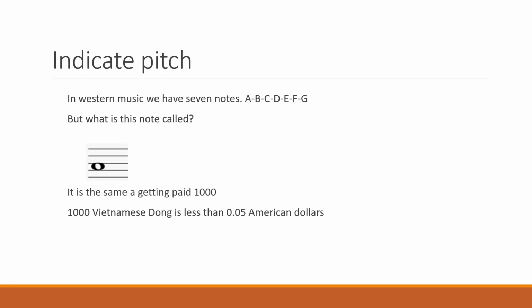But how do we know how a note is called? Well, it's the same with money or with degrees. You need to have a reference point. Is it degrees Celsius, Kelvin, Fahrenheit? Is it 1,000 cakes or 1,000 American dollars? You need to have some form of reference, and this reference is what a clef is.